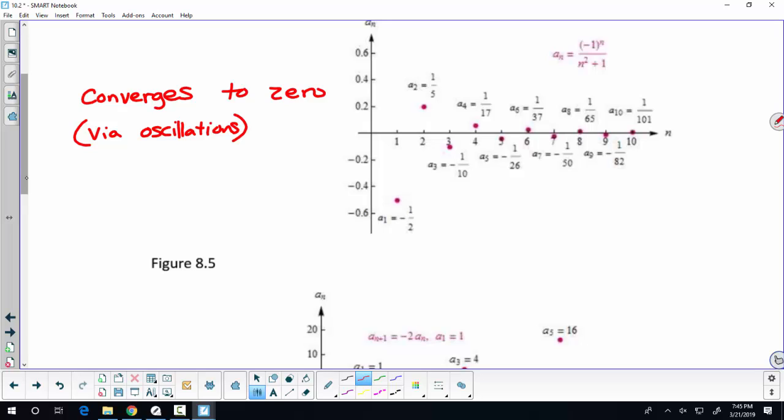Is this monotonic? No, because it's not moving in one direction. It's positive, negative, positive, negative. So how would you phrase that? I would just say not monotonic.